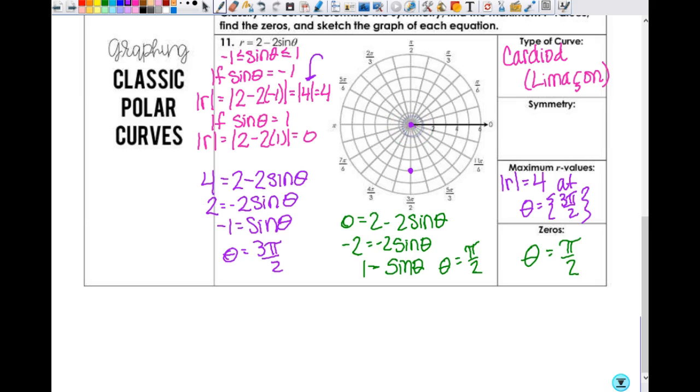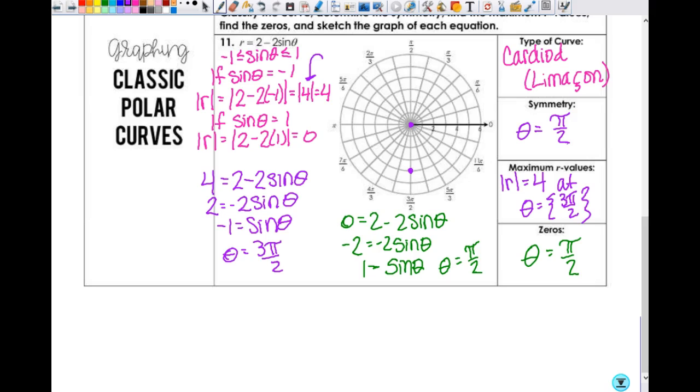So given the fact that we have a cardioid, and we have these 2 points plotted, can you tell me what kind of symmetry it has? It's the pi halves, right? So it's the theta equals pi halves. We could confirm that algebraically, but we totally don't need to. Right. So I need to plot some more points, though.